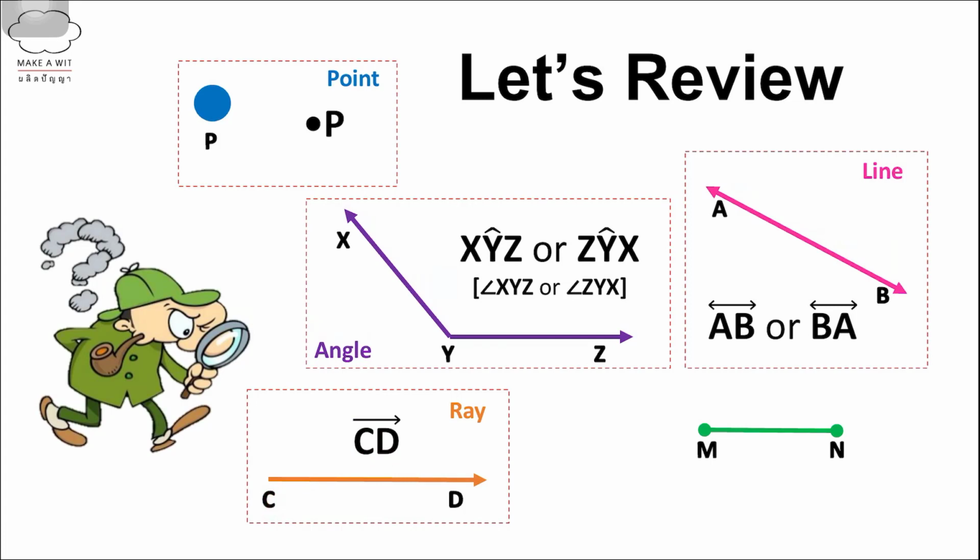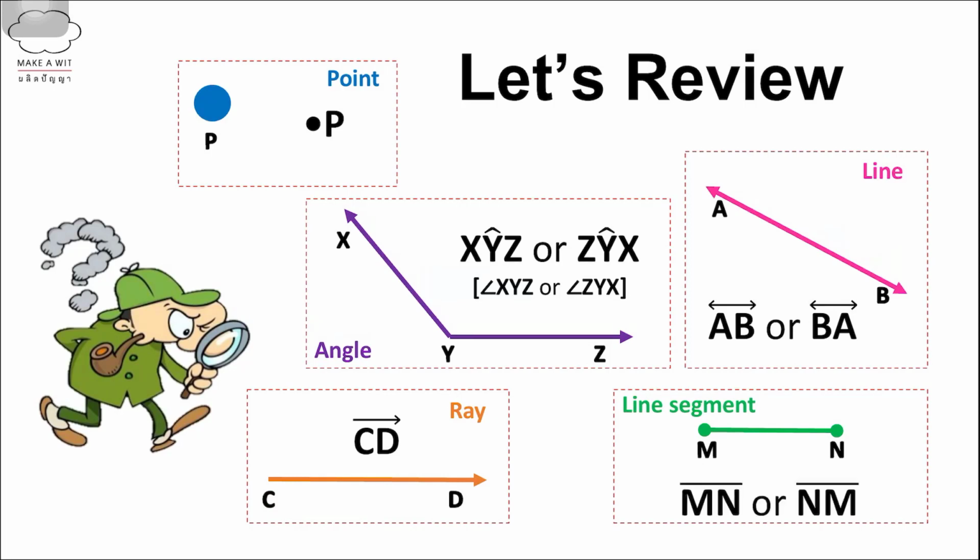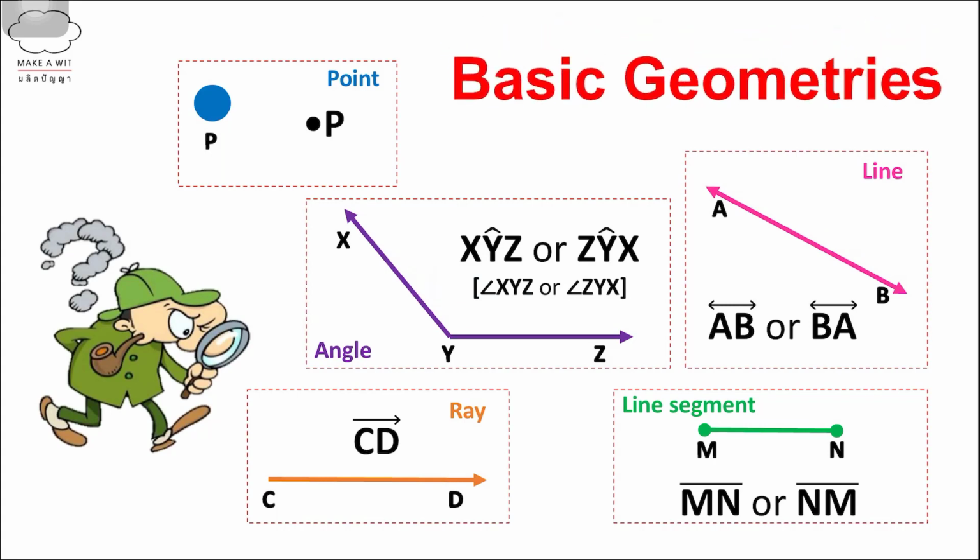Alright, last one. Line what? Line segment. Line segment MN or line segment NM. But we commonly use alphabetical order, so MN here, and this will be AB. That is more common. And also this, more common with XYZ. Alright, that's all for the 5 basic geometries that you still need to remember.